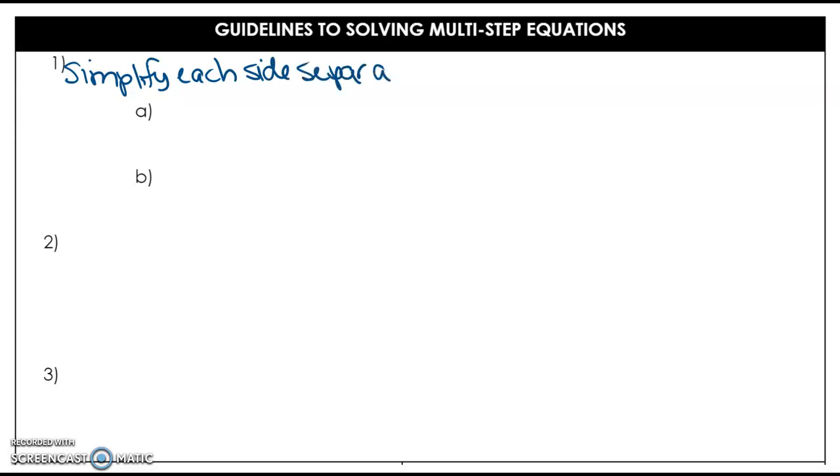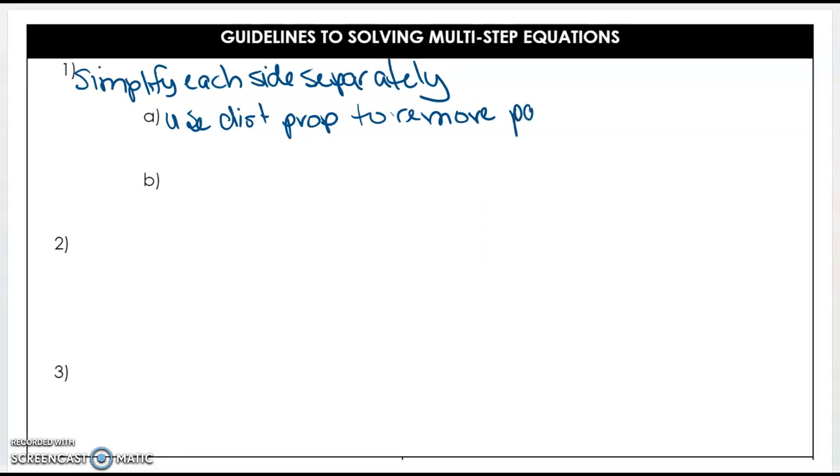Make sure you're writing this down on your note-taking sheet. Simplify each side separately. Then you want to use your distributive property to remove parentheses. And then make sure that you combine like terms on each side.